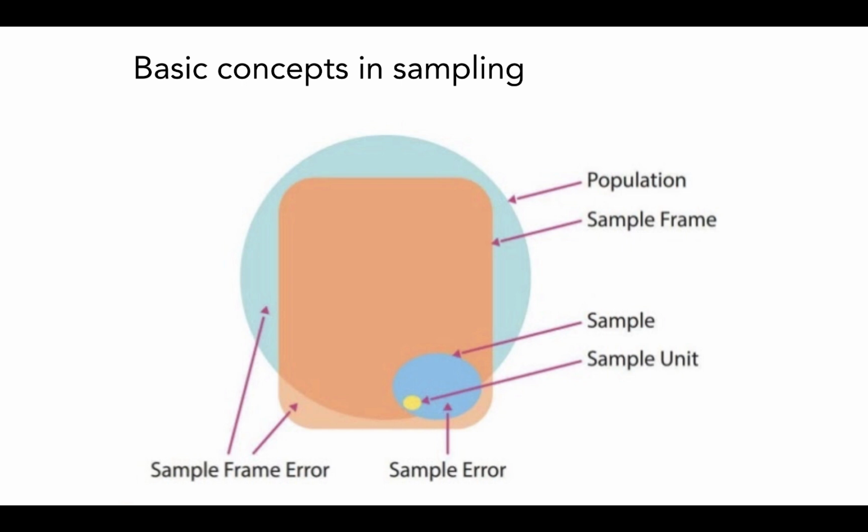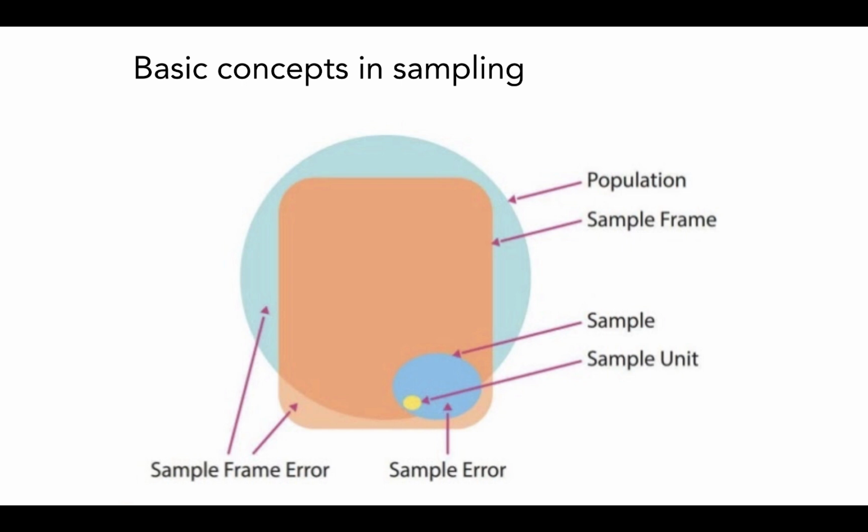Now, this sample frame forms the basis of drawing samples, right? If you have that list of people following you on Instagram, and let's say you want to take a sample of people following you on Instagram, let's say you have 1,000 people following you and you want to include 100 people in your sample, you can randomly pick 100 people out of your list of Instagram followers. But since that list is flawed, you're consequently also going to have some flaw in your sample. And this is what we call sample error, like I said earlier. So sample error is the type of error that accompanies samples, that goes hand in hand with drawing a sample.